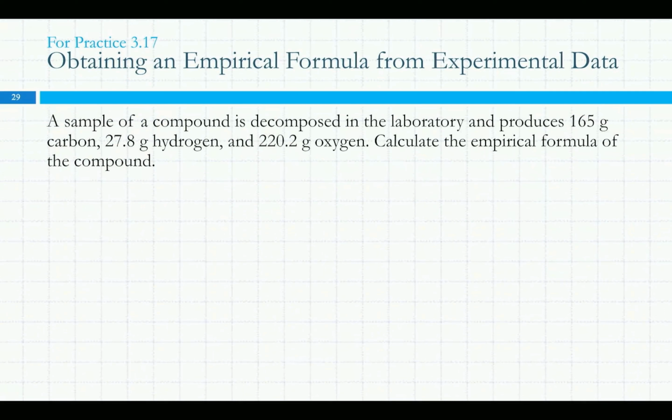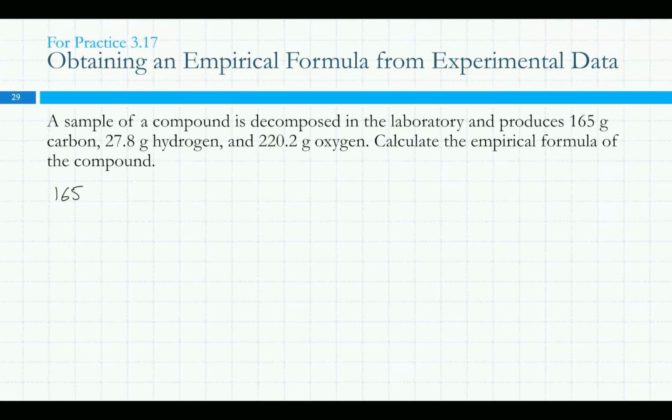All right, so a sample of compound is decomposed in a laboratory, produces 165 grams of carbon, 27.8 grams of hydrogen, 220 grams of oxygen. Calculate the empirical formula of the compound. Okay. So we were given grams, meaning we don't need to do the thing where we multiply by 100s. That's only if you're given percents. We've already got it in grams.